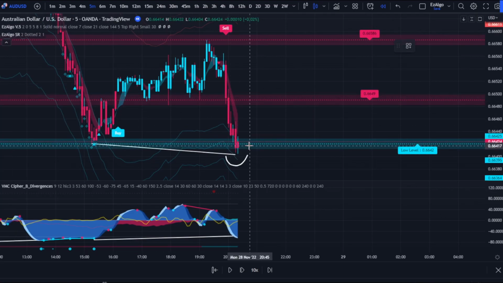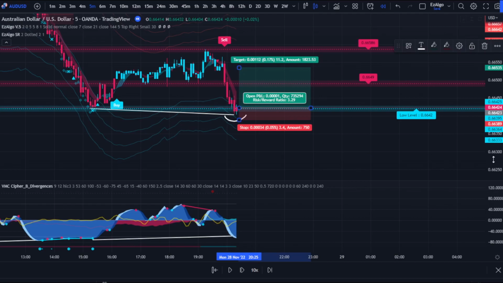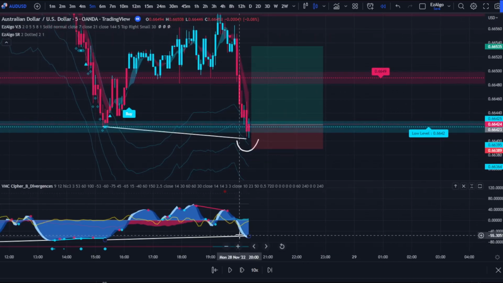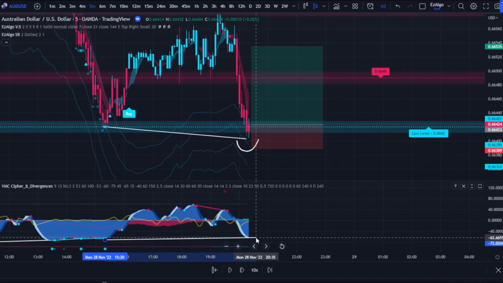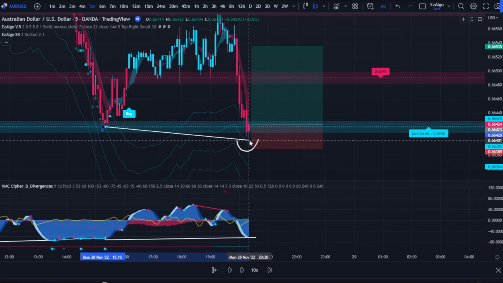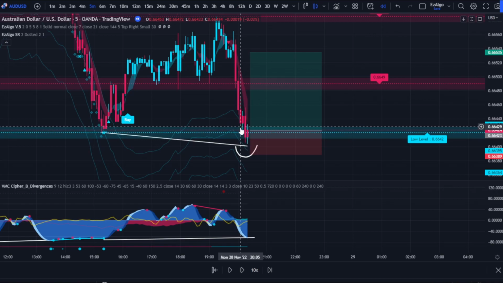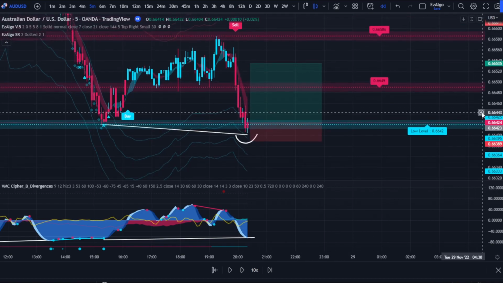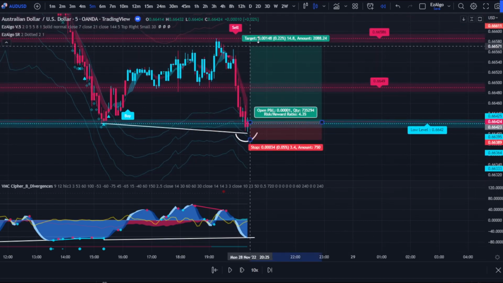So this would be my basis for entry personally. The divergence looks to be about confirmed here on Vumanchu Cipher B. You can see we have a clear lower momentum wave as price is making a lower low, and price has reclaimed that low level. So this would be my thesis, probably taking profit at this resistance level up here.